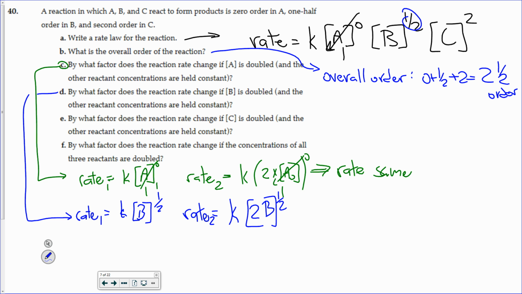Okay, so if we look at this one, we basically just need to factor the 2 out and get it onto the other side so we can do a comparison of rate 1 and rate 2. So if I take this 2 out of it, I've got to take the square root with it. So it would be the square root of 2. So the comparison is when you do the square root of 2, that means the rate would be 1.4 times faster.